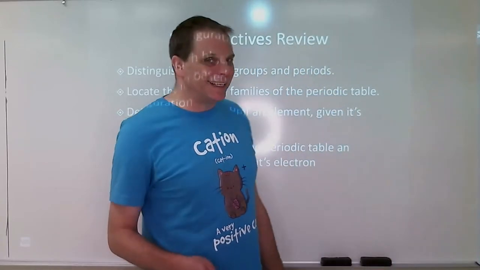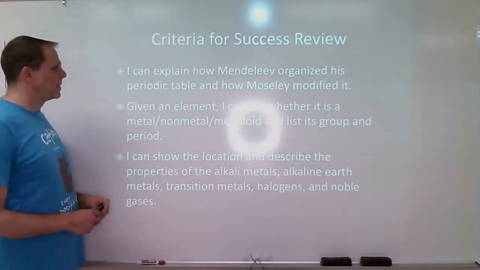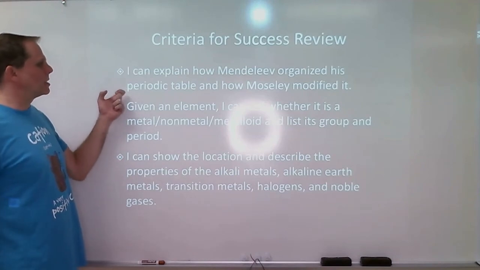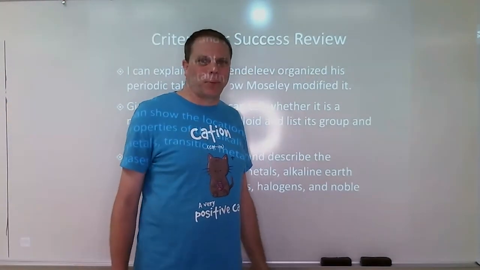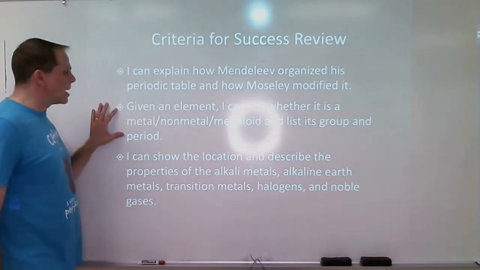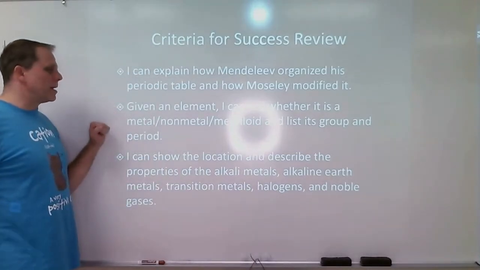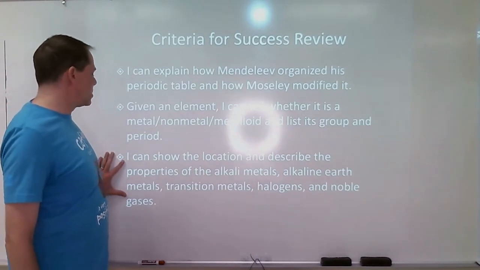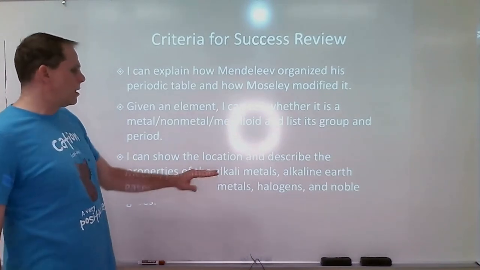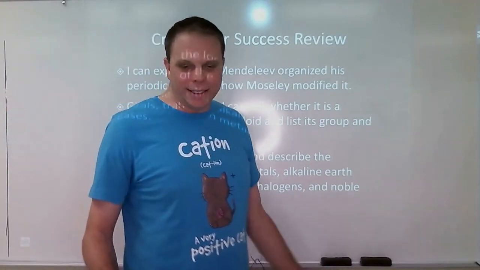All right. Did we do it? Oh, yeah, success criteria review. Can we explain how Mendeleev organized the periodic table? That was last time. Next one. Given an element, can you tell whether it's a metal, non-metal, or metalloid, and its group and period? Yeah, we can totally tell where these things are now. And can we show the location and describe properties of things like alkali metals, alkaline earth metals, transition metals, halogens, noble gases? Yeah, you guys are smart.